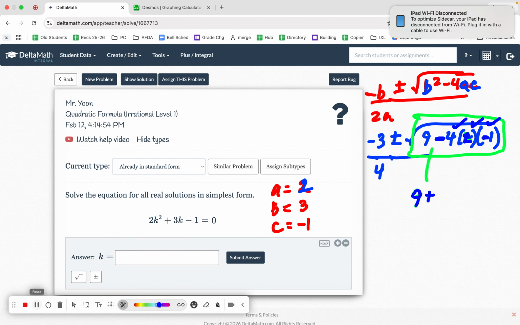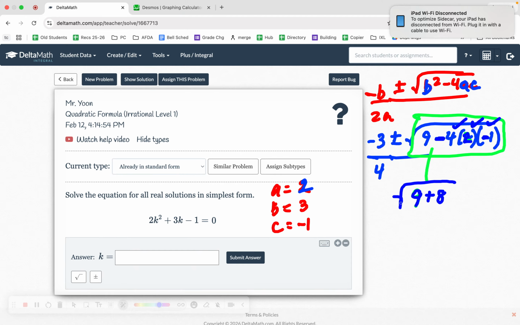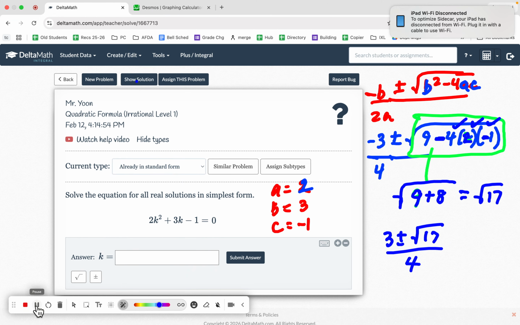we get 8. Okay, so this is that part of it. When I add 9 and 8, we get 17. So 17 under the radical. That is our answer. Sorry, it's negative b, so I should have put a negative here. So this is our answer.